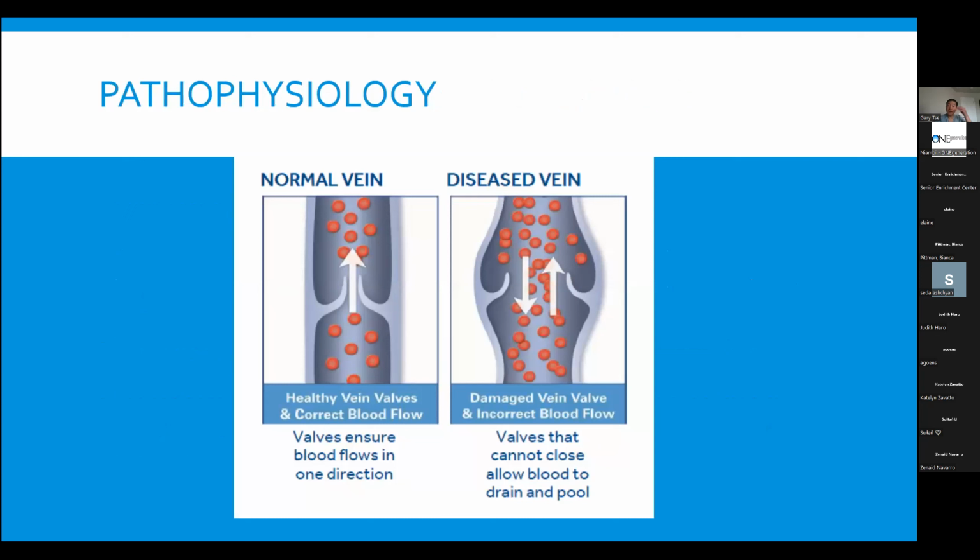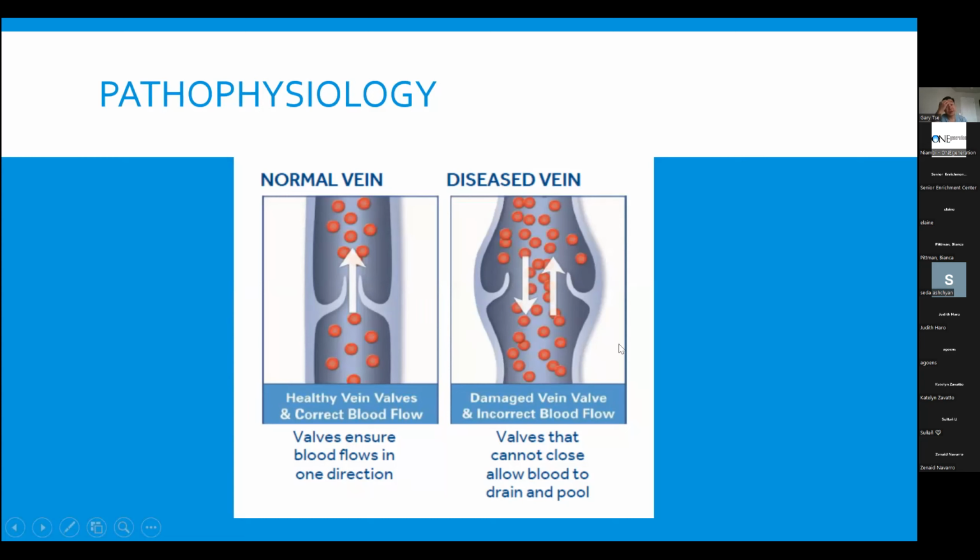This is just a schematic of what I was discussing. Essentially, a normal vein has these valves. When you walk and your calf muscles squeeze, blood goes from the feet up towards the heart, and the valves prevent blood from coming back. When the valves don't work as well, as you can see, it no longer becomes one way. It goes back and forth, back and forth.